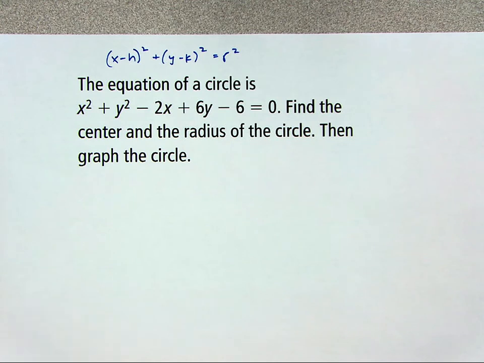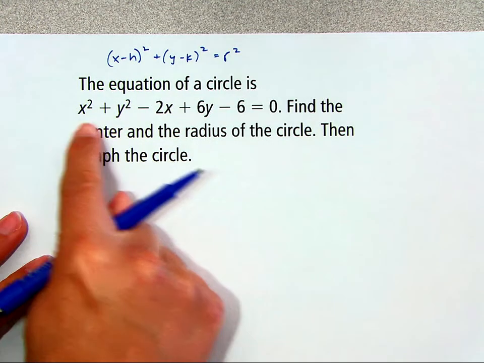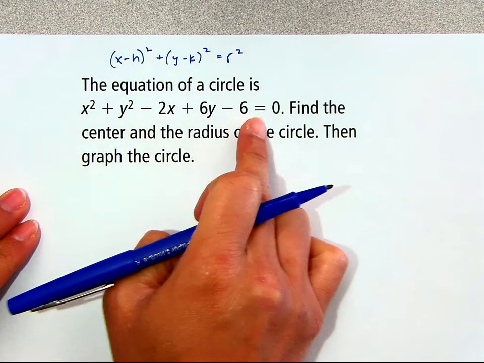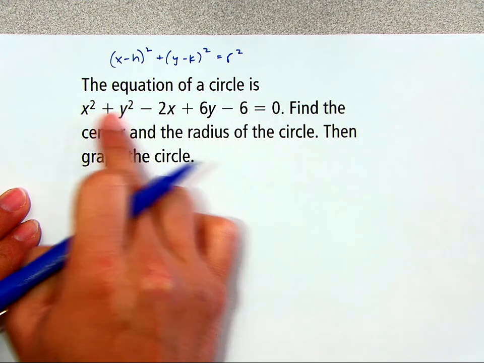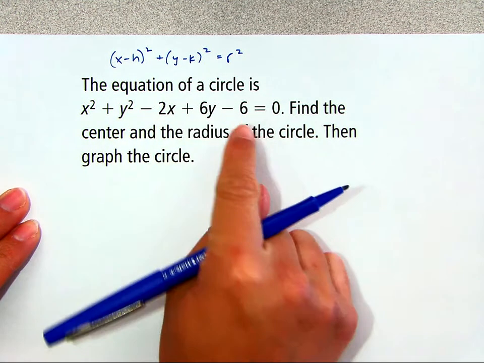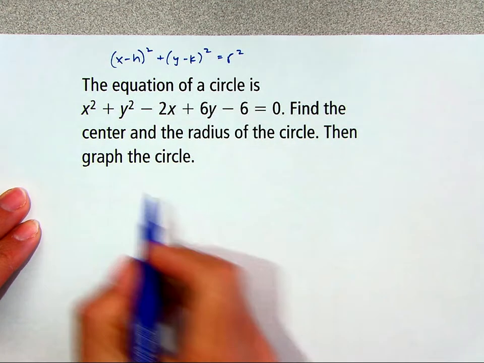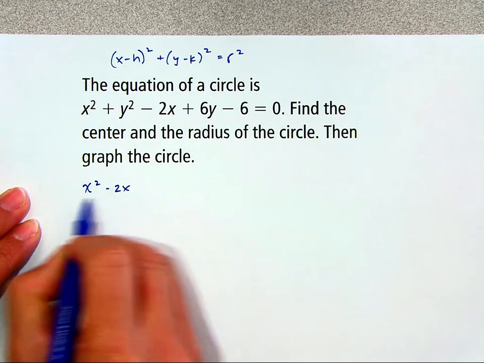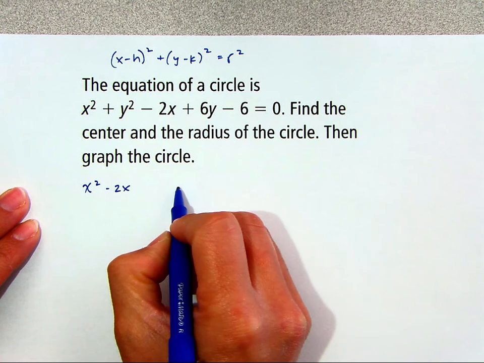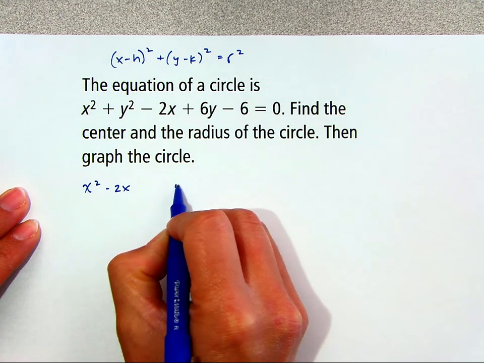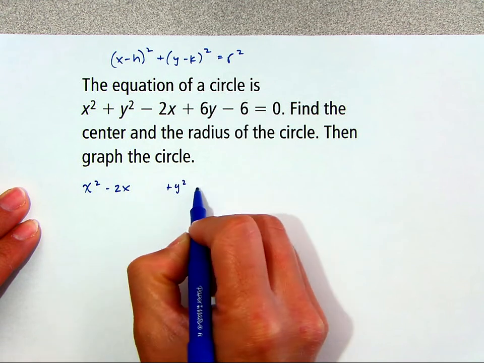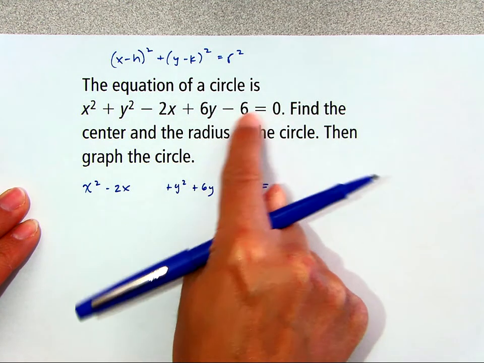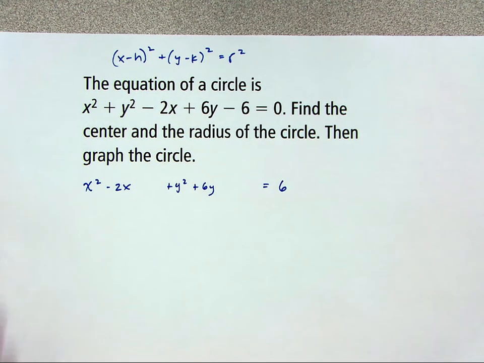Okay, but we have a couple of tools from algebra that are going to help us manipulate this equation to look like this. Okay. All right, so the first thing we're going to do is just kind of reorder these terms, right? I'm going to group the x terms together, the y terms together, and then the constant I'll just move to the opposite side. Okay, so we'll have x squared minus 2x, right? So that's the x term. So we're going to have, let's write it over here, y squared plus 6y equals, and if I add 6 to both sides, then the constant will be on the other side.